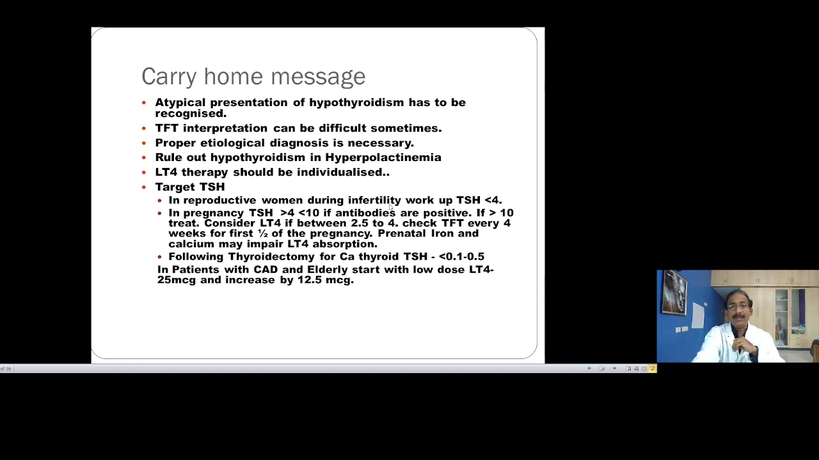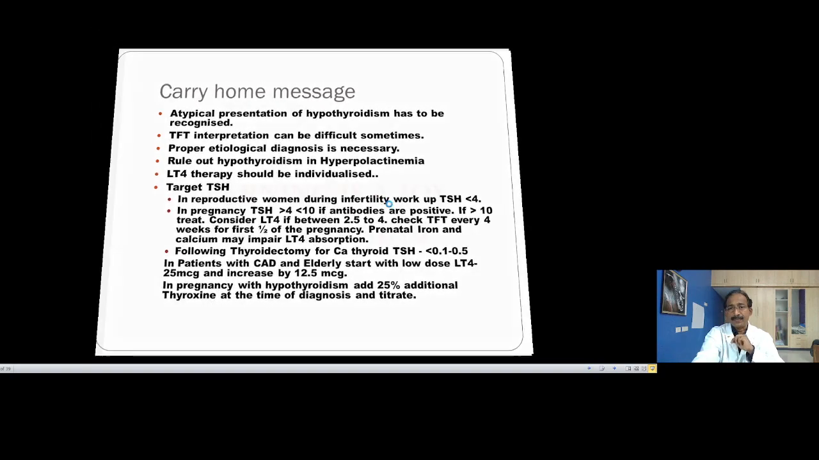Following thyroidectomy for carcinoma of the thyroid, TSH should be kept between 0.1 and 0.5. In patients with coronary artery disease and the elderly, start with a very low dose, and the TSH may settle down a little later. Don't worry about it. Don't push for normal TSH values as you do post-thyroidectomy for malignancy or in reproductive women or younger people. In pregnancy with hypothyroidism, add 20% additional dose of thyroxine at the time of diagnosis, even though the TSH is normal, if a hypothyroid patient is becoming a mother.